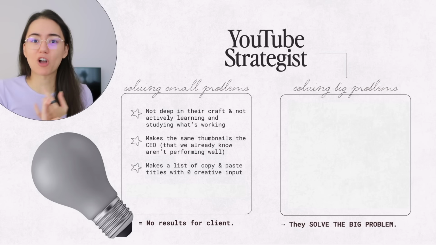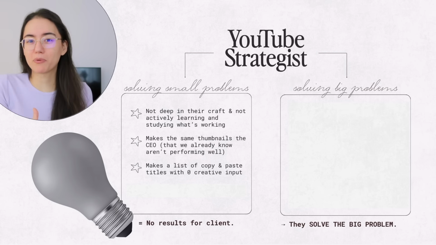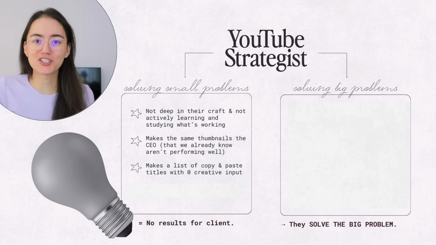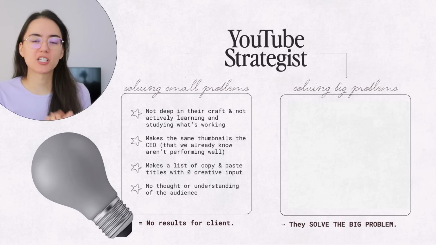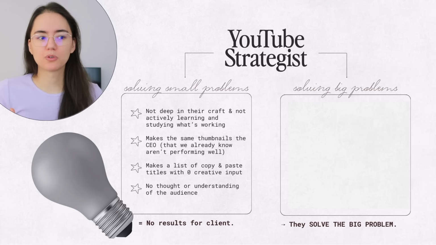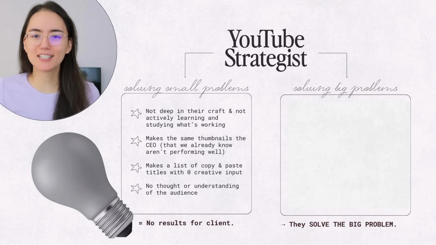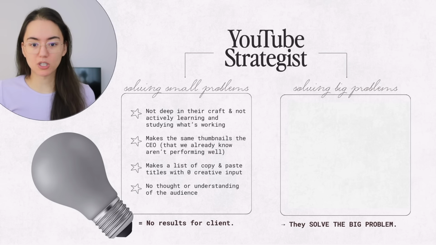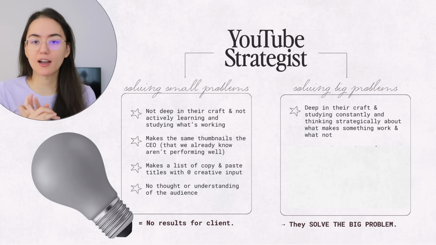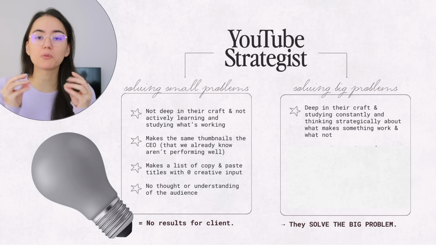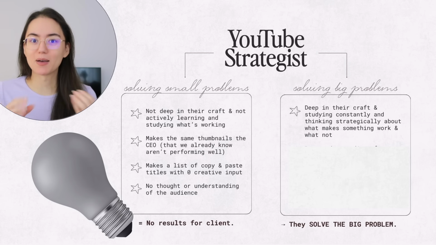They're making lists of copy and paste titles or copy and paste hooks with zero creative input and not really helping us differentiate and build a real, authentic relationship with the audience. And they had no thought or understanding of the audience that I actually wanted to talk to and be in a community with. So big problem solving, YouTube strategists, right? Deep in their craft, studying constantly, thinking strategically about what makes something work, what not. They're really super studious about what's going on.